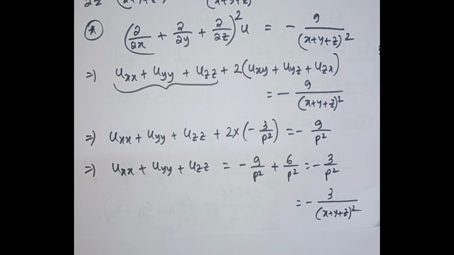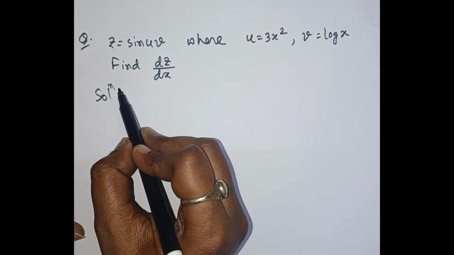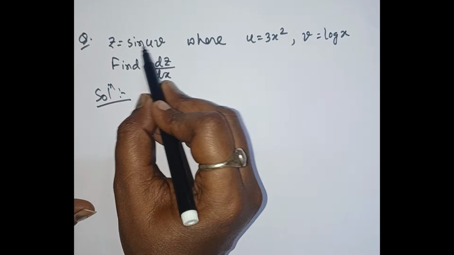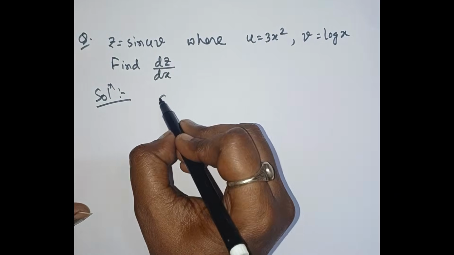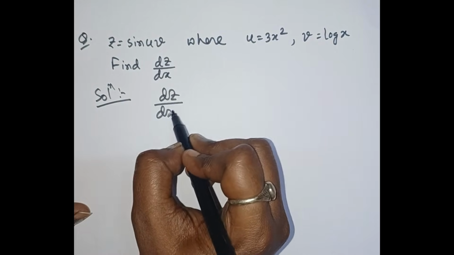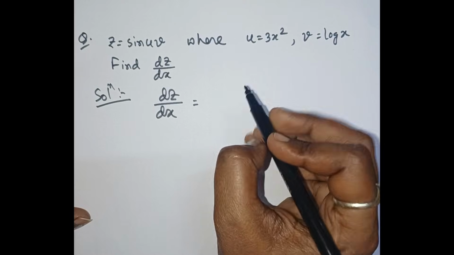Next, move on to the second question. So this is a very easy question of chain rule. The function z equal to sin uv, which is a function of u and v, where u equal to 3x square and v equal to log x. So to find dz dx, we have to write the formula using chain rule.